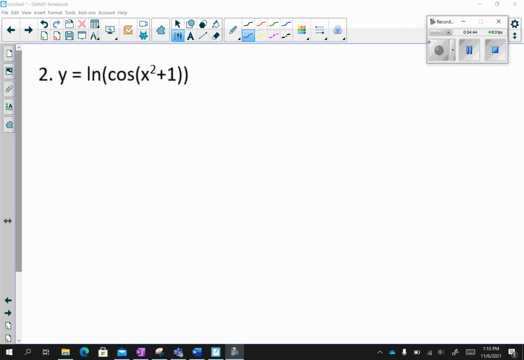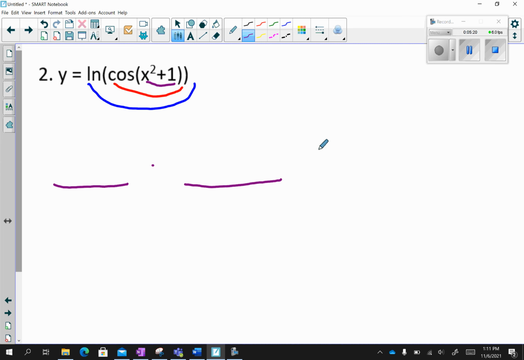So in this case, we actually have a triple, right? Here's my innermost function. This is what's going into cosine. And then cosine, well, x squared plus 1 is going into cosine. And then ln, well, this whole thing in red is what's going into the natural log. Since it's a triple, remember, it's derivative of the inside. My peanut M&M is my peanut times derivative of the middle. That's the chocolate times derivative of the outside.